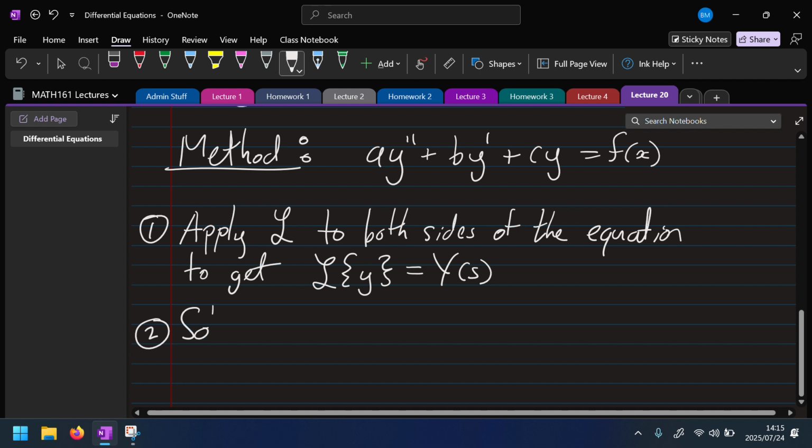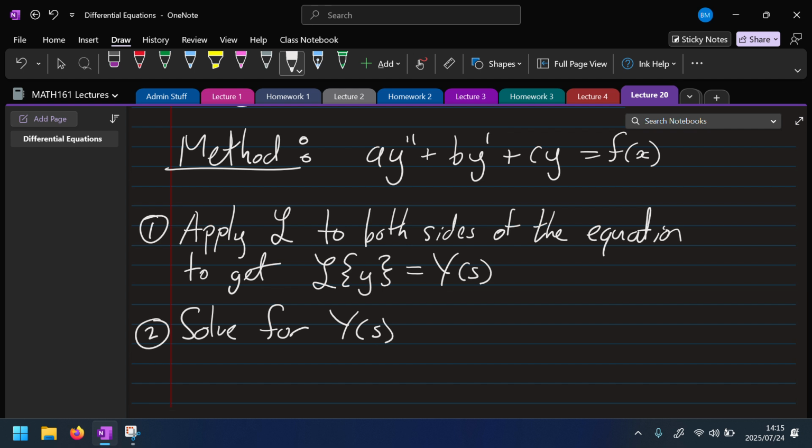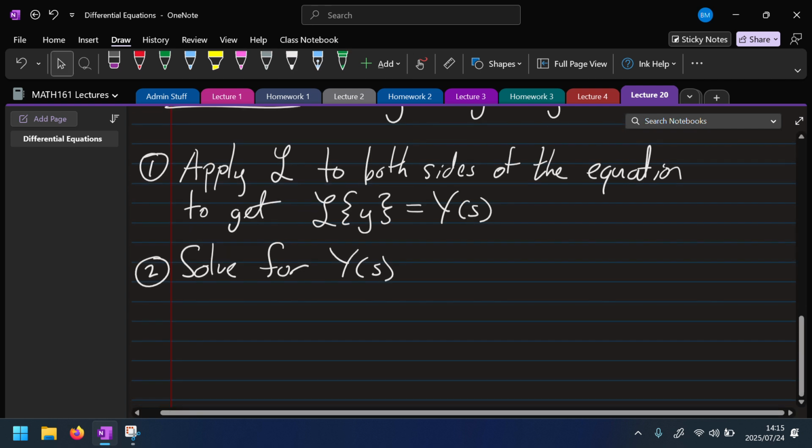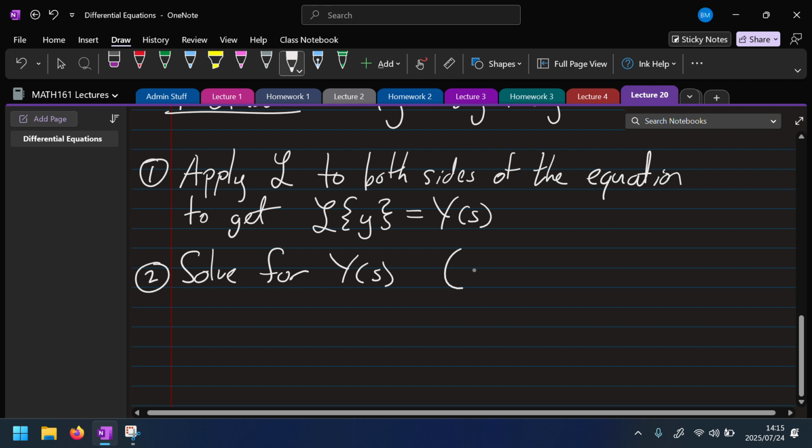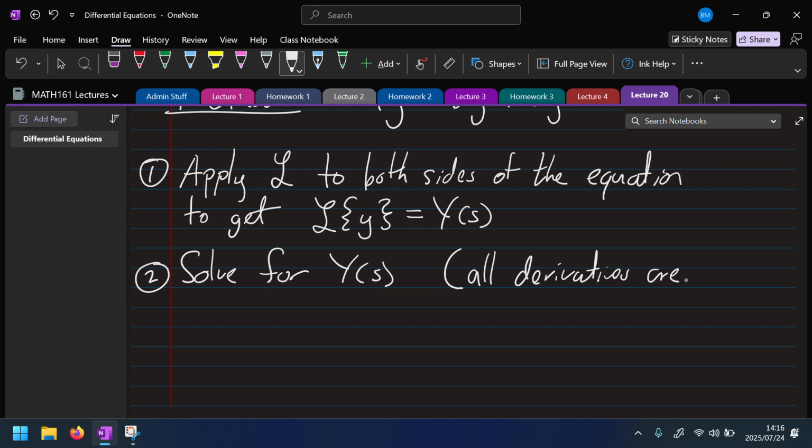Okay, number 2. Solve for capital Y of s. Once we do the Laplace transform, all of the derivatives will go away, and we're just left with some equation for capital Y of s. So all the derivatives from the differential equation go away. We just solve for Y of s, whatever that might be. Just a note, all derivatives are gone.